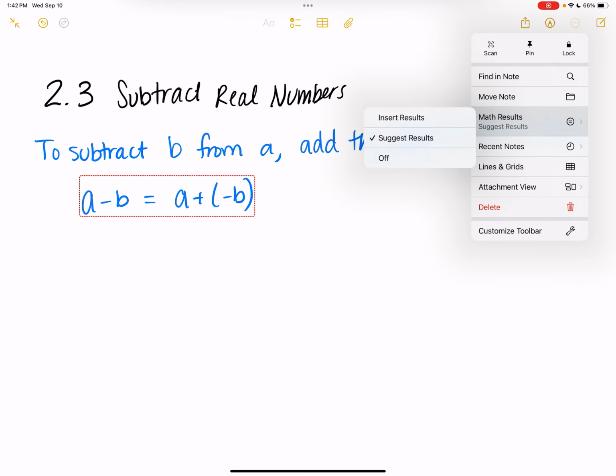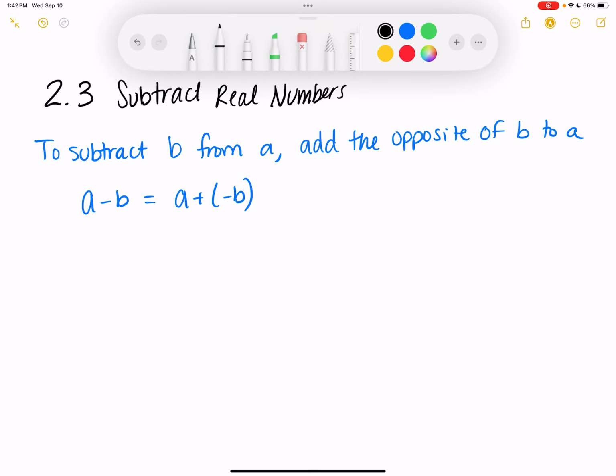Okay, number 4, find the difference. 16 minus 32. So what we do is we take the bigger number and subtract off the smaller number, and then we keep the sign of the bigger number. So what would this be? Negative 16.